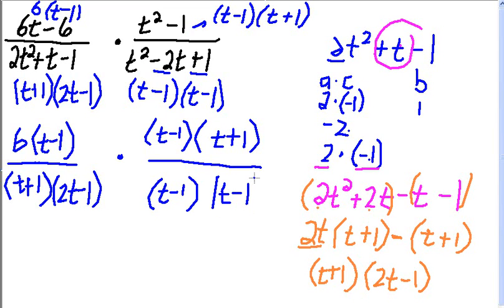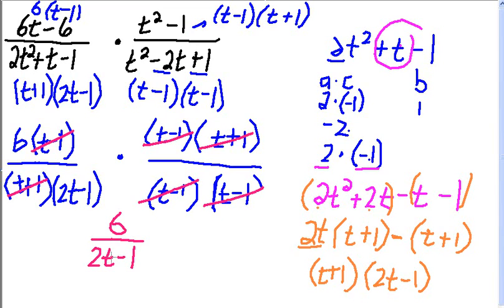Now, because we are multiplying, we can simply cancel out things from the numerator and denominator. Here I have a t plus 1, here I have a t plus 1. Here I have a t minus 1, here I have a t minus 1. And here I have a t minus 1 and a t minus 1. So my final answer is whatever I'm left with up top, which is just the 6, divided by whatever I'm left with in the denominator, which is 2t minus 1.